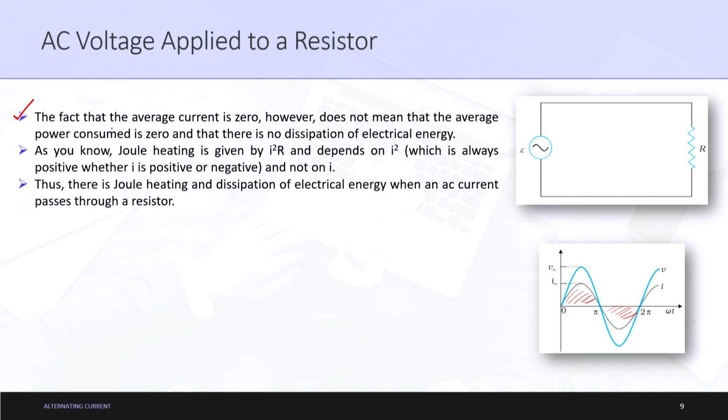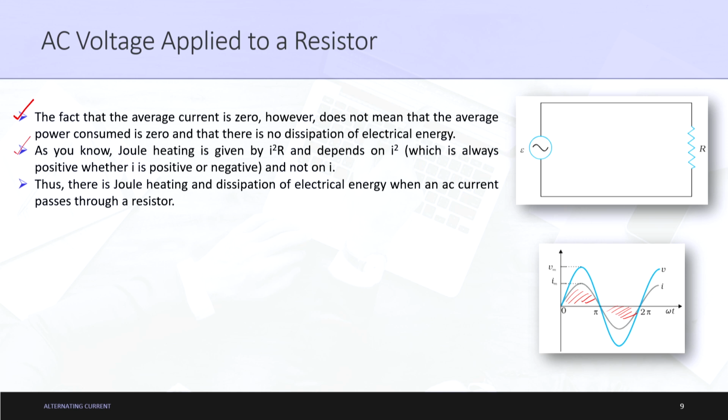That is what is explained here: the fact that the average current is 0 does not mean that the average power consumed is 0 and that there is no dissipation of electrical energy. There will be dissipation of electrical energy, but that cannot be explained using simple scalar multiplication. Some sort of integration is being explained there.